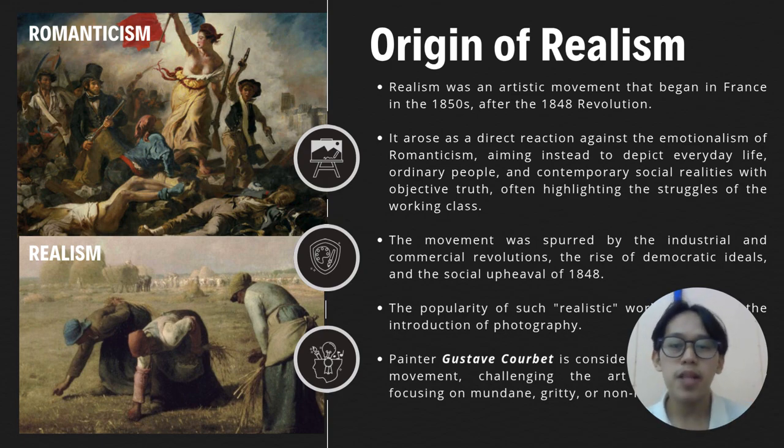The movement was spurred by the Industrial and Commercial Revolution, the rise of democratic ideals, and the social upheaval of 1848. The popularity of such realistic works grew with the introduction of photography. Painter Gustave Courbet is considered the leader of the movement, challenging the art establishment by focusing on mundane, greedy, or non-idealized subjects.